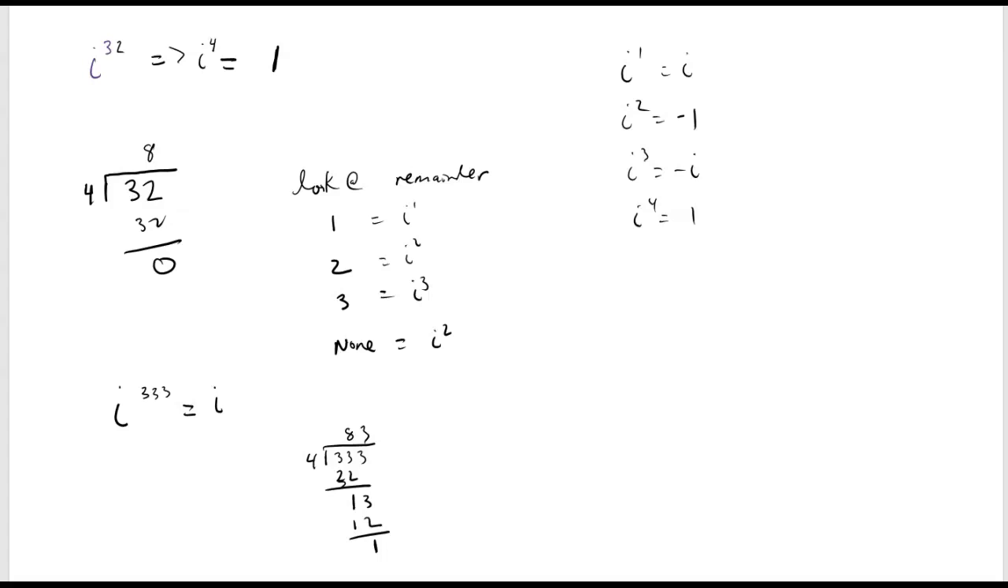Right? And again, I can do it for anything. Let's go i to the power of 70. So 4 goes into 70. 4 goes into 7 one time, the remainder of 3. Bring down the 0. 4 goes into 30 7 times with 2 as a remainder. So this is equivalent to i squared. So that means it is negative 1.